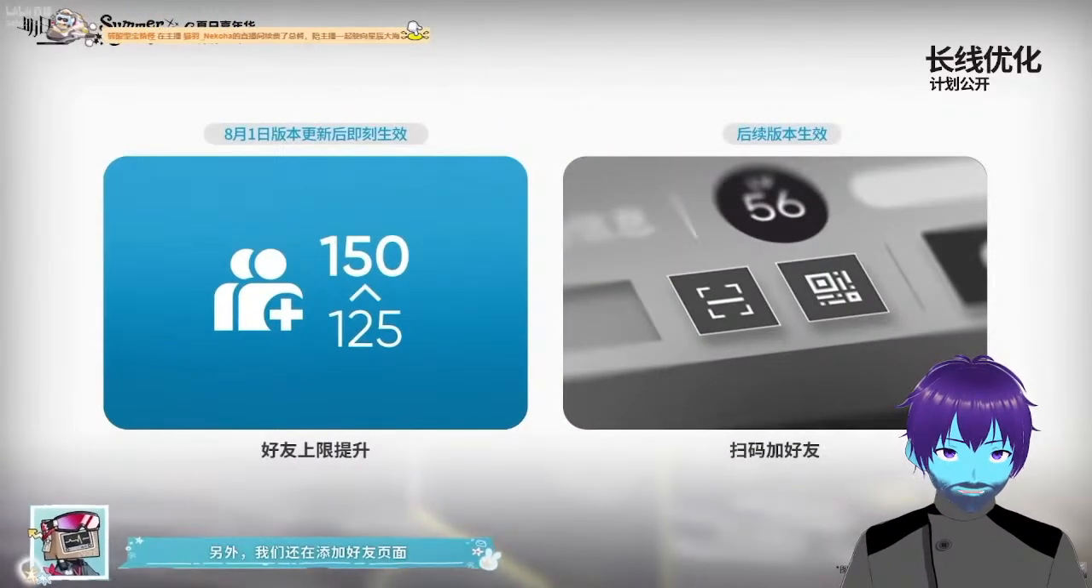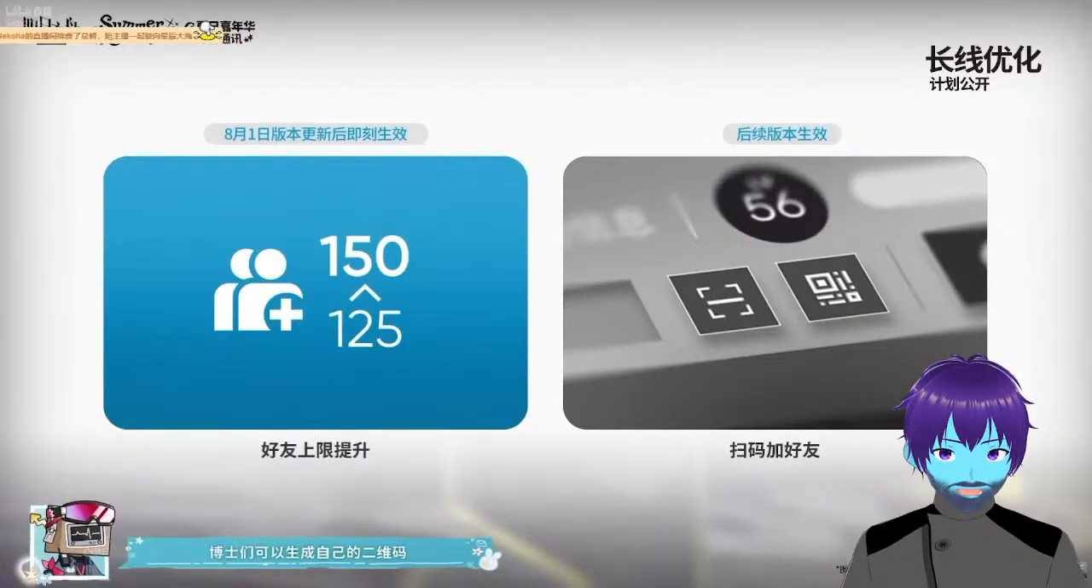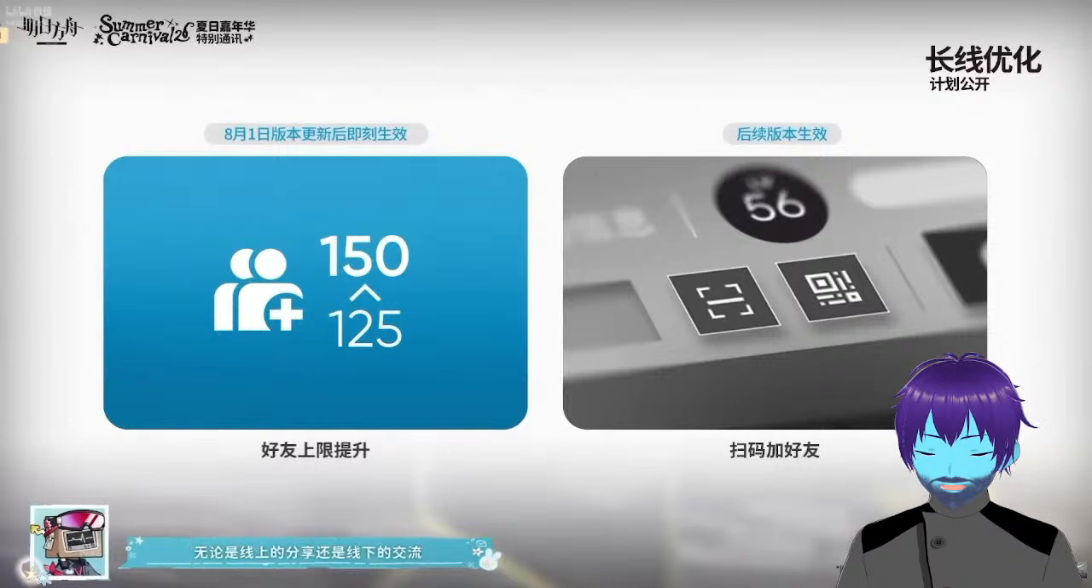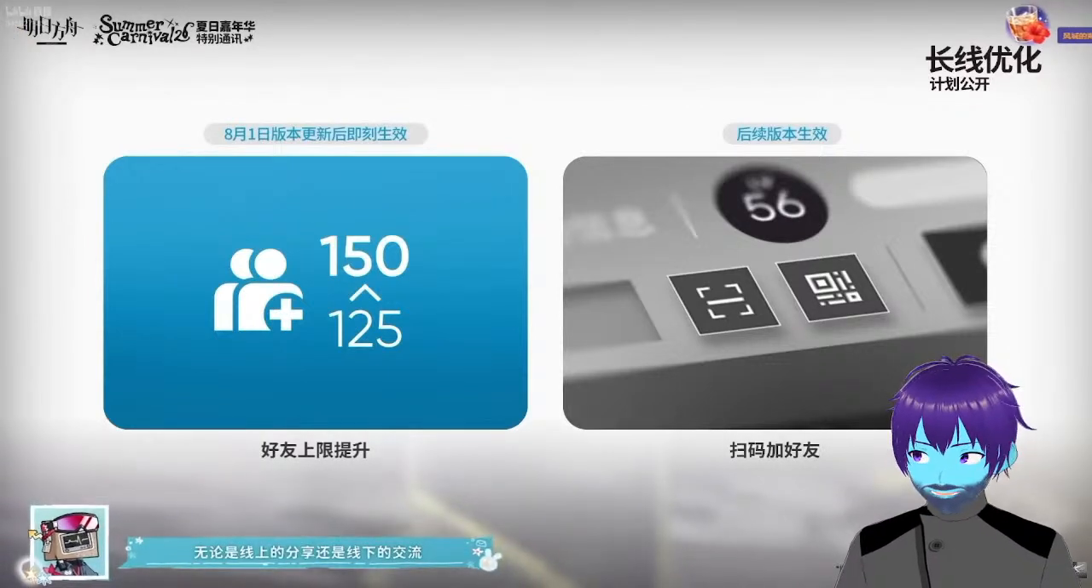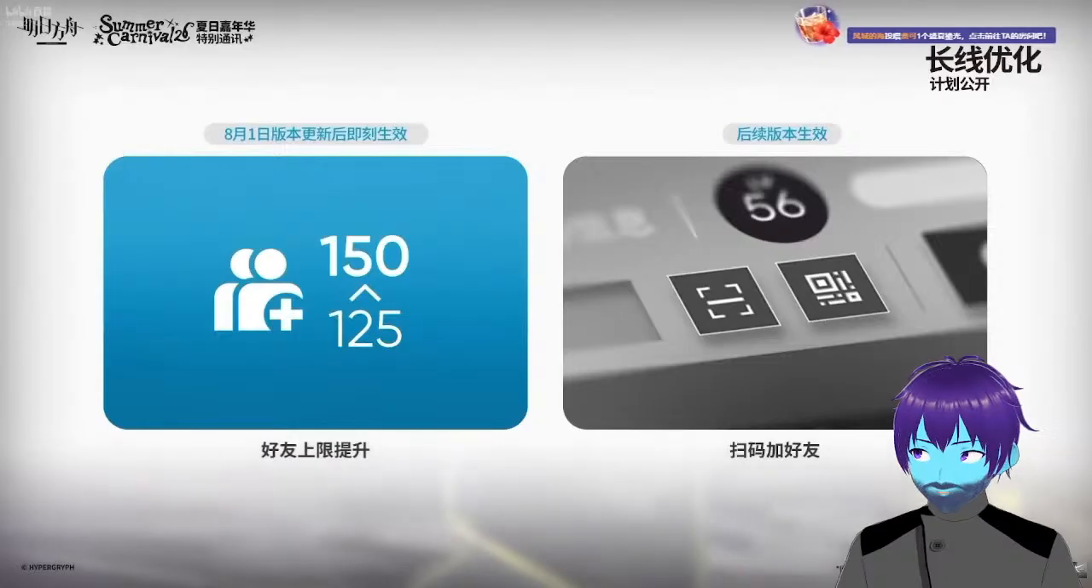I assume there's some sort of friend system, maybe you can scan a QR code or something? That looks like a QR code.